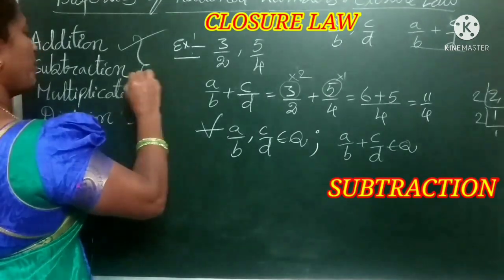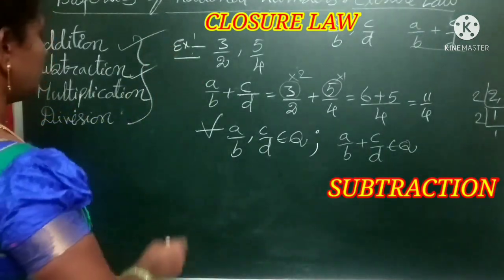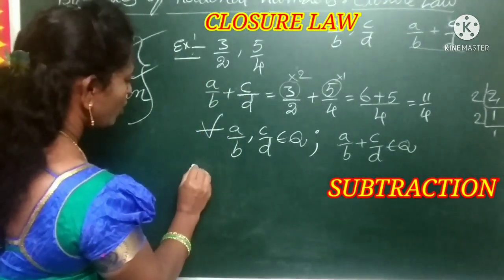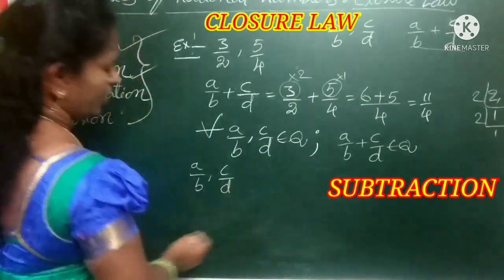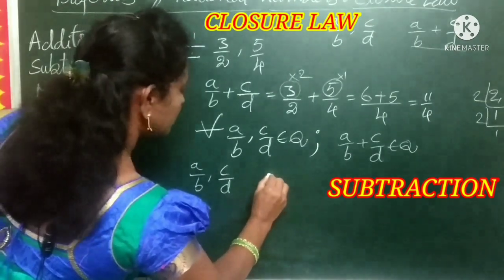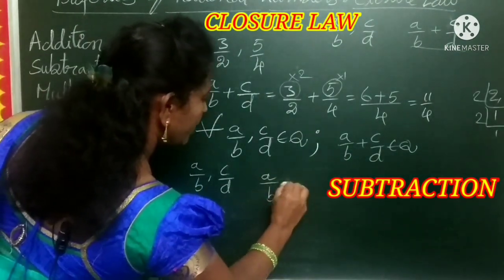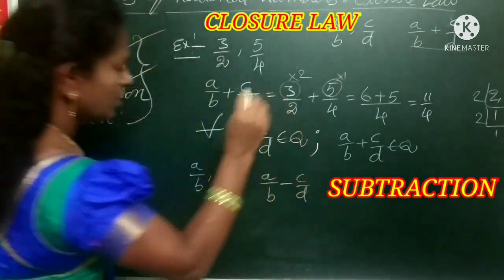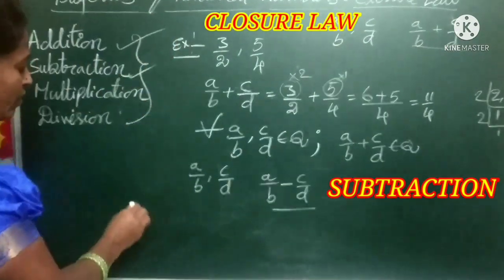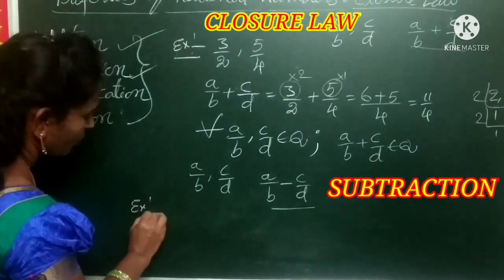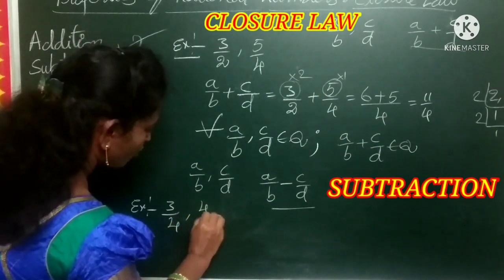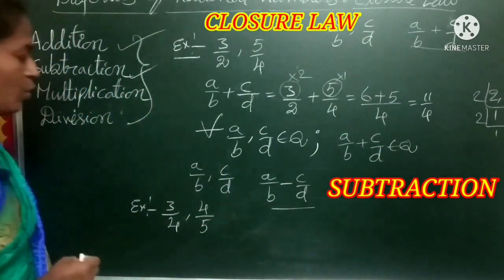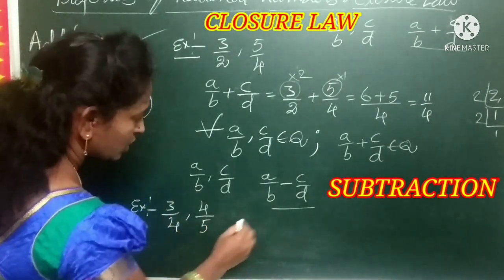And the next one, subtraction. Subtraction means that for any two rational numbers a by b and c by d, a by b minus c by d is the condition. For example, 3 by 4 and 4 by 5, two rational numbers. What is the condition?